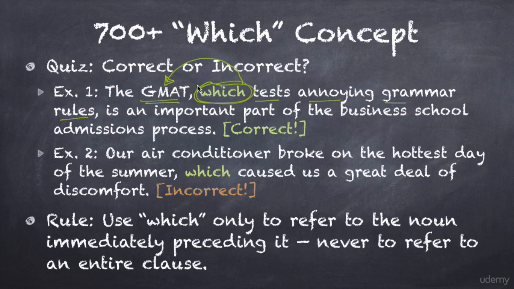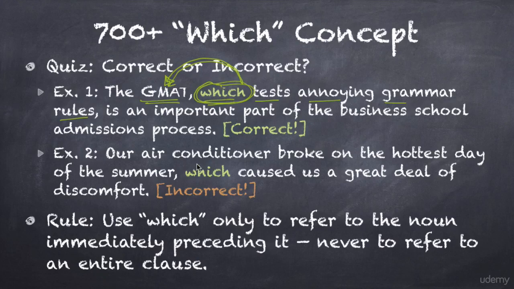Now, that information is extra information, right? There's no doubt about what GMAT we're talking about. There's only one GMAT. I'm just providing extra information. So I use the word which. That's all correct. And the key here, again, the important aspect is that it's modifying the noun immediately before it. That's different from the second example, right?